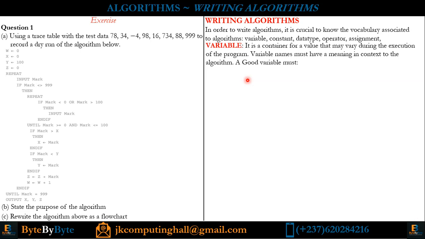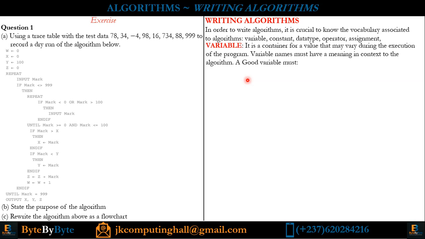Now, the first one, variable. A variable is a container for a value that may vary during the execution of a program. Variable names must have a meaning in context to the algorithm. So that is what we define as a variable, a container for a value. That is, it is what contains a value, and it may vary during the execution. That is, the value it has can change during execution of the program.